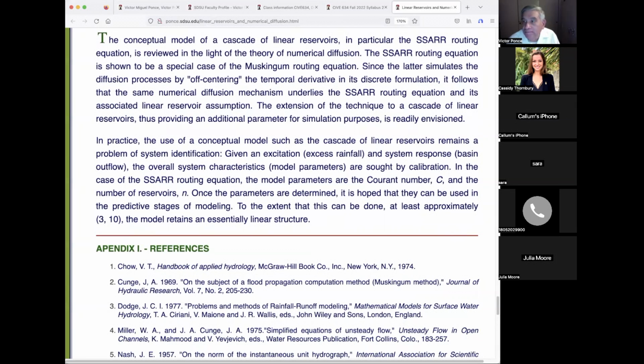It can be done. And we have an example that we're going to cover Wednesday on that. Extensive example that we have done on this method, by the way. The model parameters are the Courant number and the number of reservoirs. Once the parameters are determined, it is hoped that they can be used to predict the stages of the modeling.